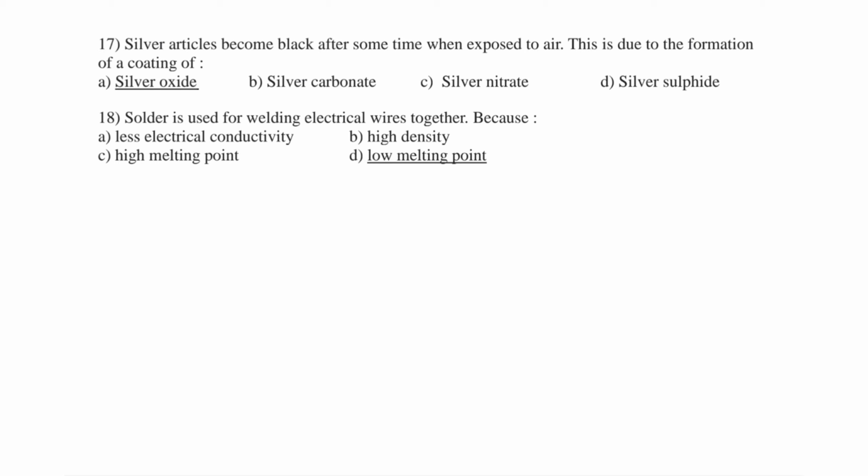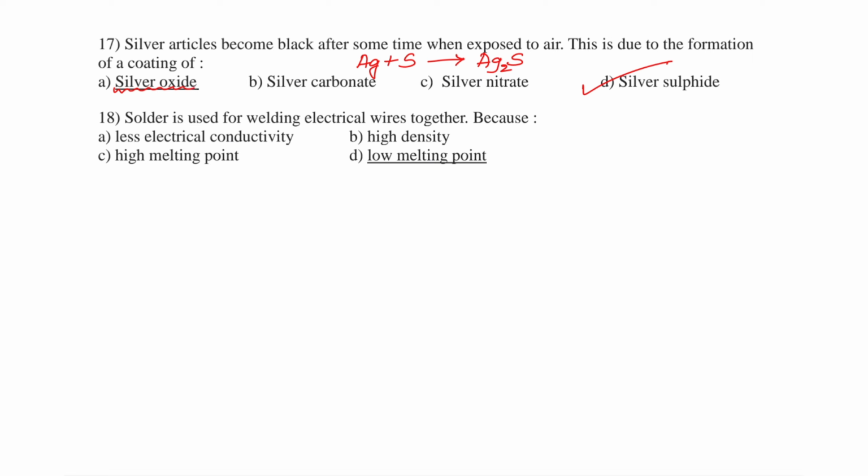Question number 17. Silver articles become black after some time when exposed to air. This is due to the formation of a coating of option A silver oxide, option B silver carbonate, option C silver nitrate, option D silver sulfide. Here the silver is reacting with sulfur that is present in the atmosphere and silver sulfide is formed. As a result of the formation of silver sulfide, the silver articles become black. Here the correct answer is option D.